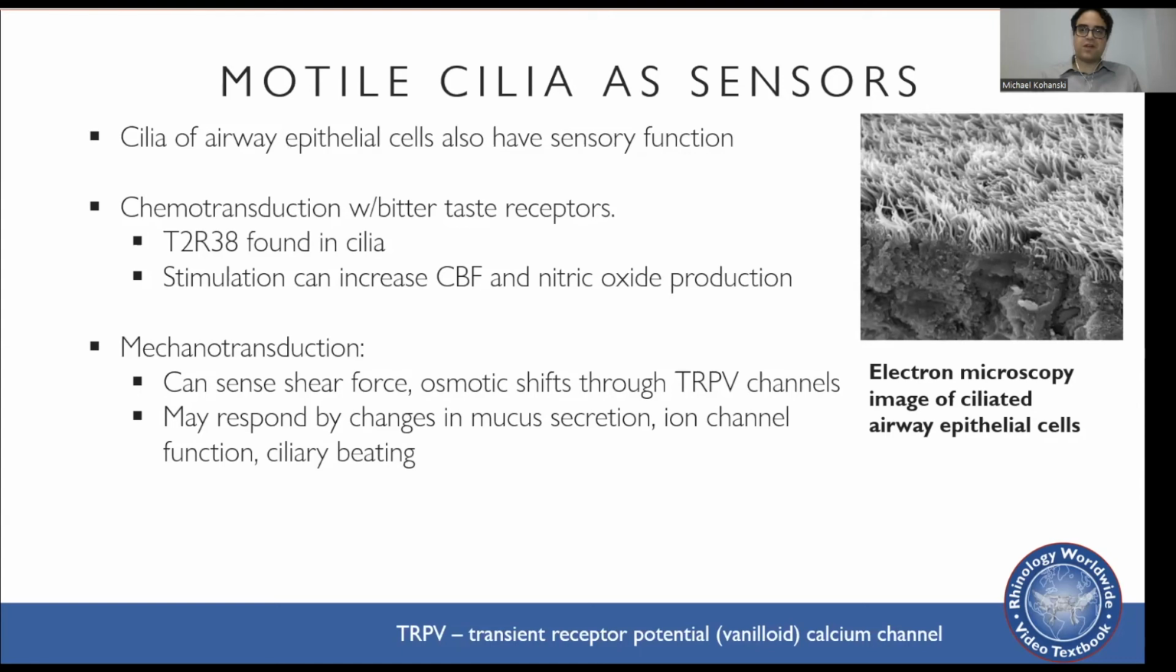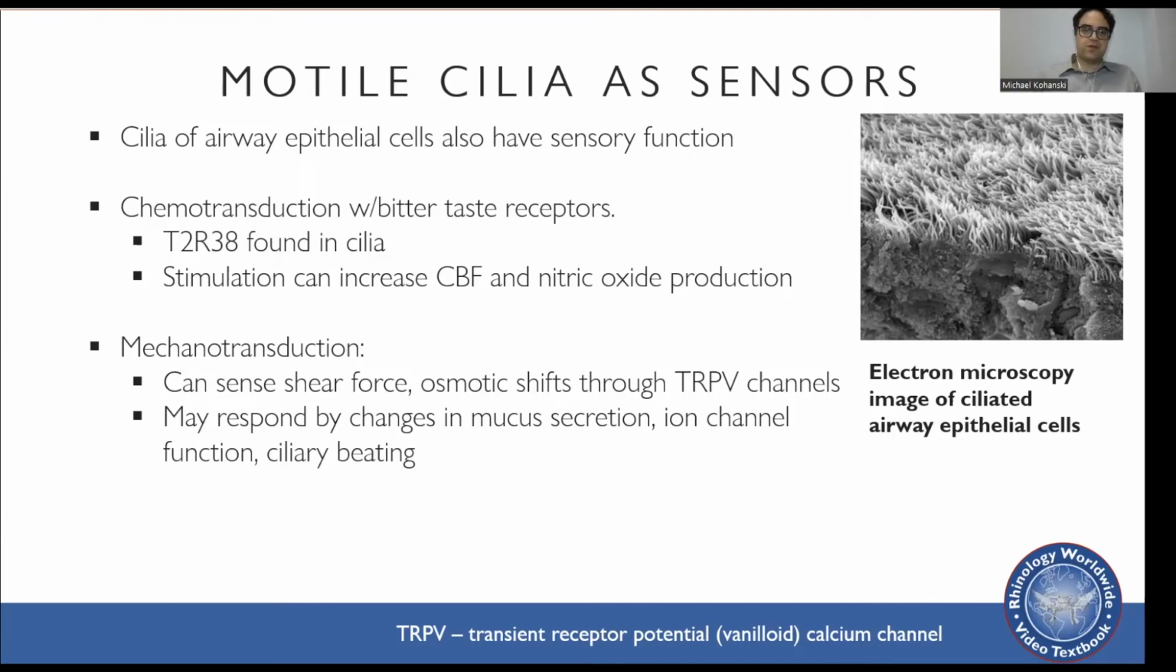Cilia also can function as sensors, and airway epithelial cells can have a sensory function. One of these functions is chemotransduction with bitter taste receptors. One of the bitter taste receptors, T2R38, has been found in cilia of airway epithelial cells. Stimulation of this bitter taste receptor can result in an increase in ciliary beat frequency and nitric oxide production.